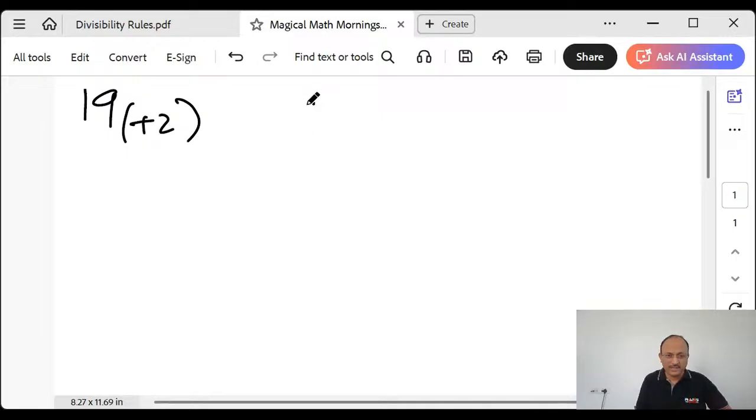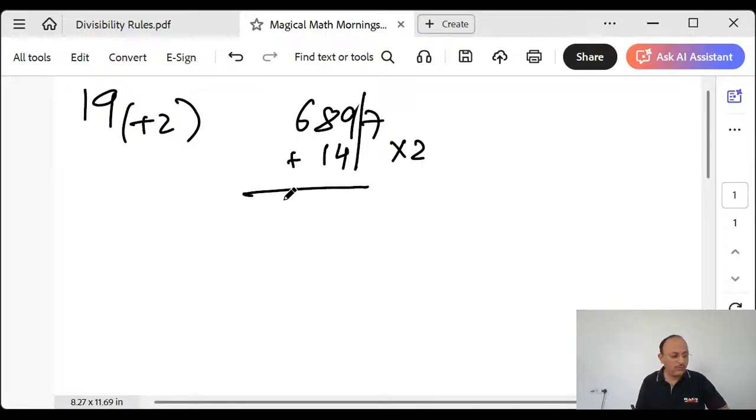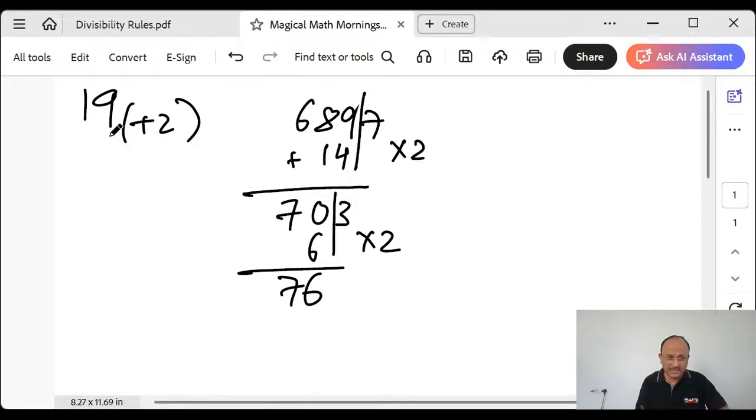Suppose you have a number like 6897. Among all the four fundamental operations, addition, subtraction, multiplication, division is the one which is going to take more time. So I'm converting this into multiplication and addition. Last digit, multiply by 2 and add it. Plus symbol is there, means add it. 7 times 2 is 14, so we get 703. Now, times 2: 3 times 2 is 6, you will get 76. 19 fours are 76. Therefore, this is divisible.